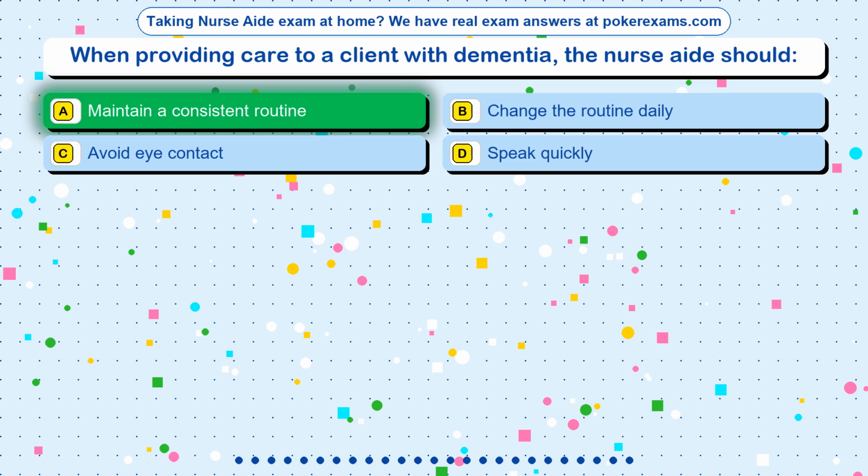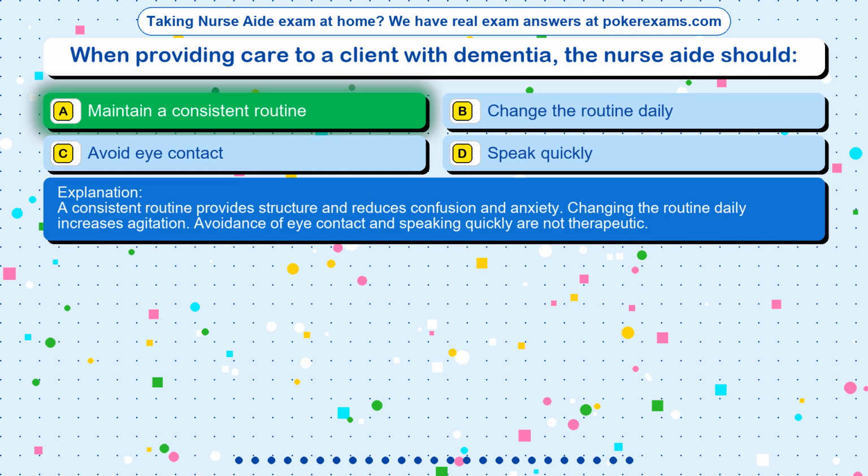The correct answer is option A, maintain a consistent routine. A consistent routine provides structure and reduces confusion and anxiety. Changing the routine daily increases agitation. Avoidance of eye contact and speaking quickly are not therapeutic.